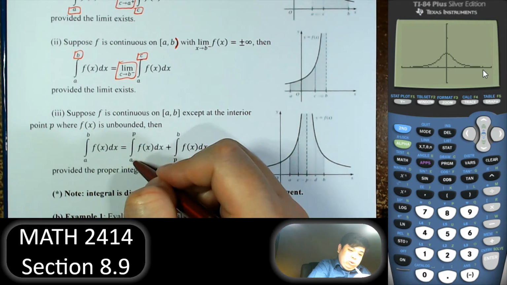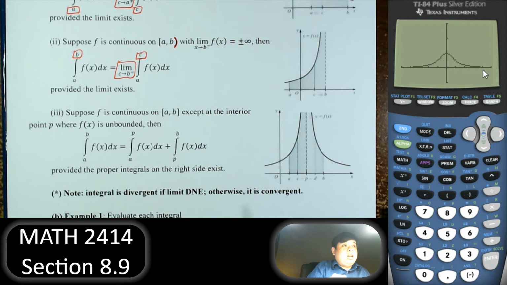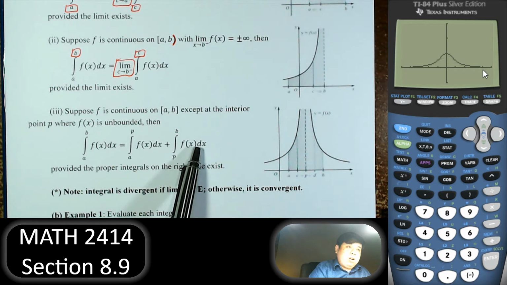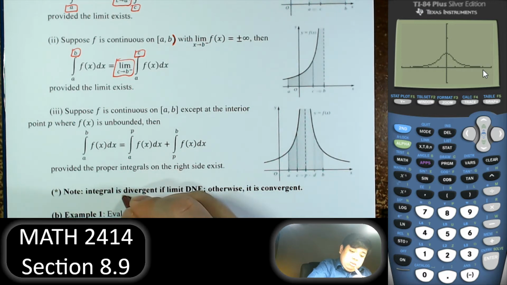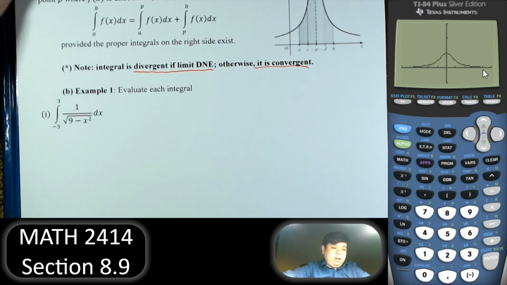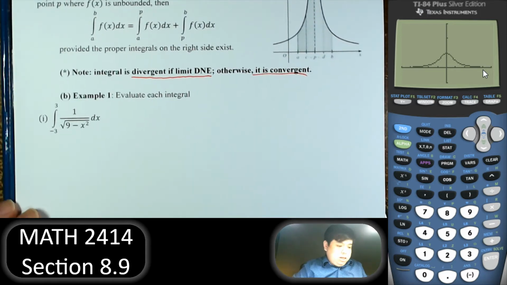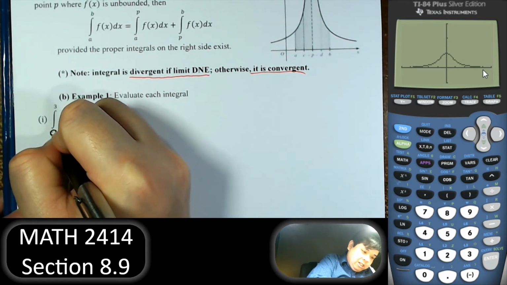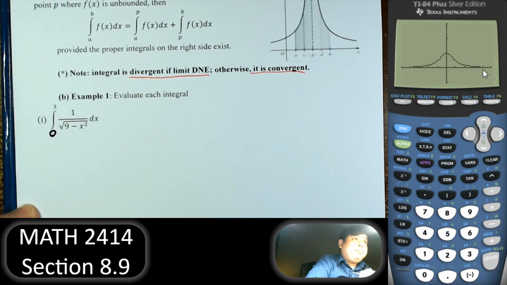And then, of course, from a to c, and we just split from c to b. And just like what we said before, if both of these exist, then the whole thing exists. If either one of them is divergent, the whole thing is divergent. Of course, divergent is when the limit does not exist, and otherwise it is convergent. So this is pretty standard here. Right. Now let's look at the first example. I don't want to make it more complicated than it should be, so let's change this to 0. That makes it a little more manageable.